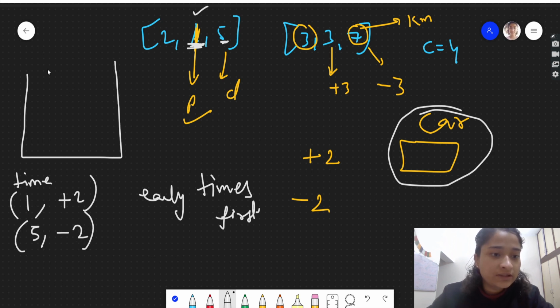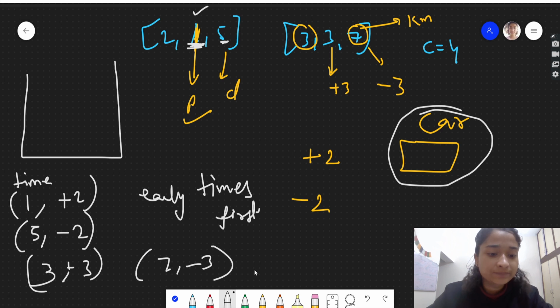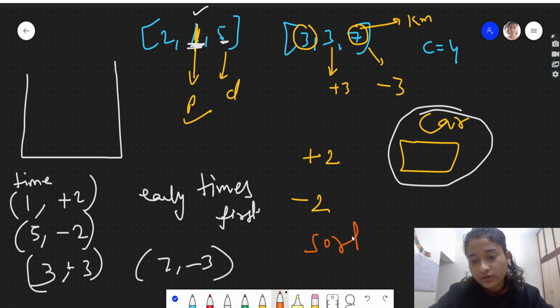Let's say this data structure is your car. Then when we are picking at 3, this is the kilometer, this is the distance, and we are picking 3 passengers, so plus 3. And when we are dropping at 7, we are dropping 3 passengers. And now we need to take them in sorted order. Why sorted order? Because we need to empty the car as soon as possible, so we will pick that value first which is coming, because this is distance.